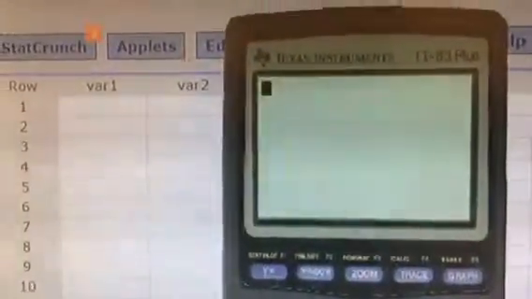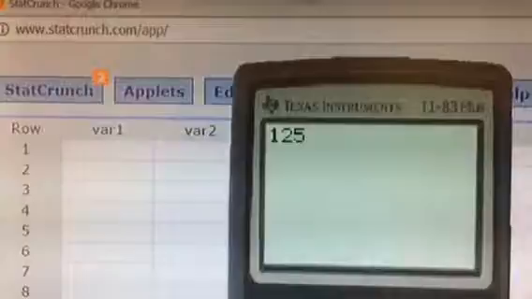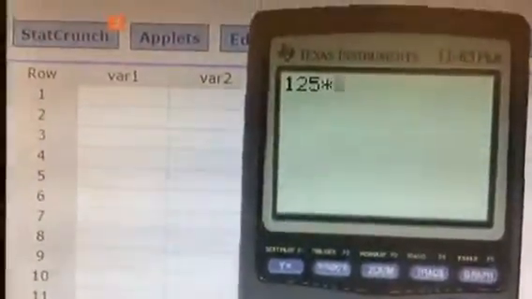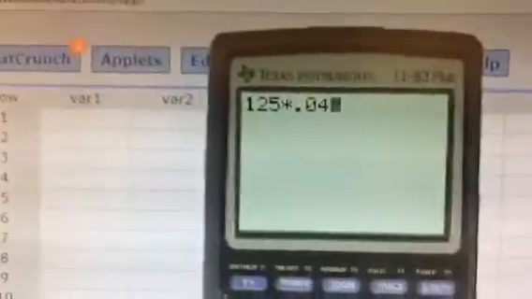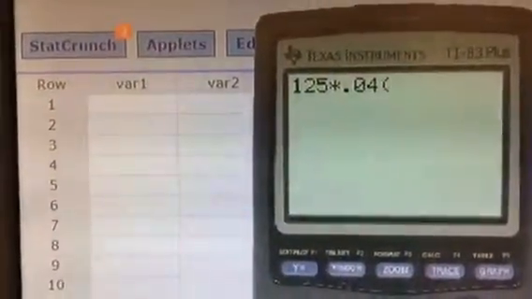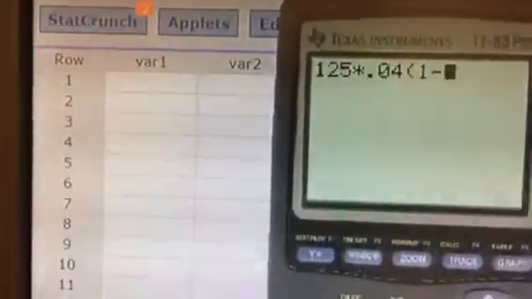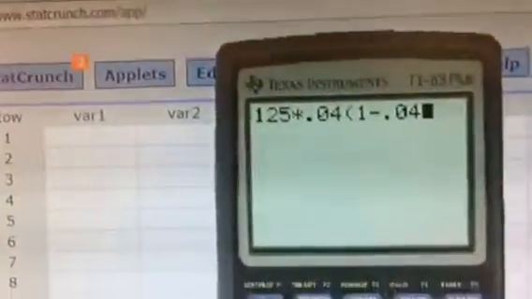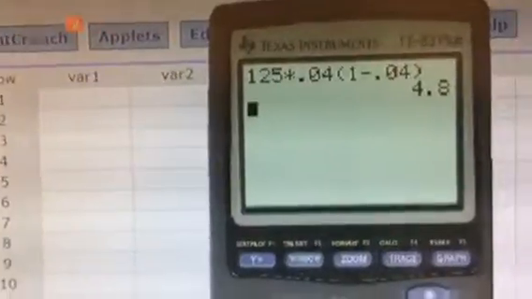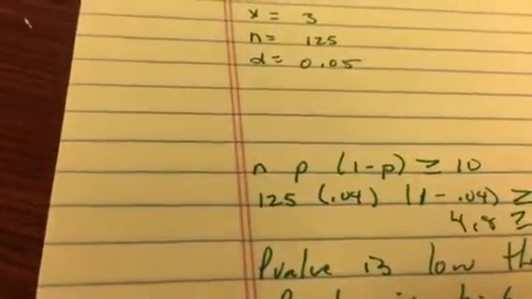And I'm going to type this in. I meant to do this before I started, but I didn't. So 125 times 0.04, and then parenthesis 1 minus 0.04. I think I did that right. Close this up, and you're going to see that your variance is less than 10. It's 4.8. So we end up with 4.8 is less than or equal to 10.